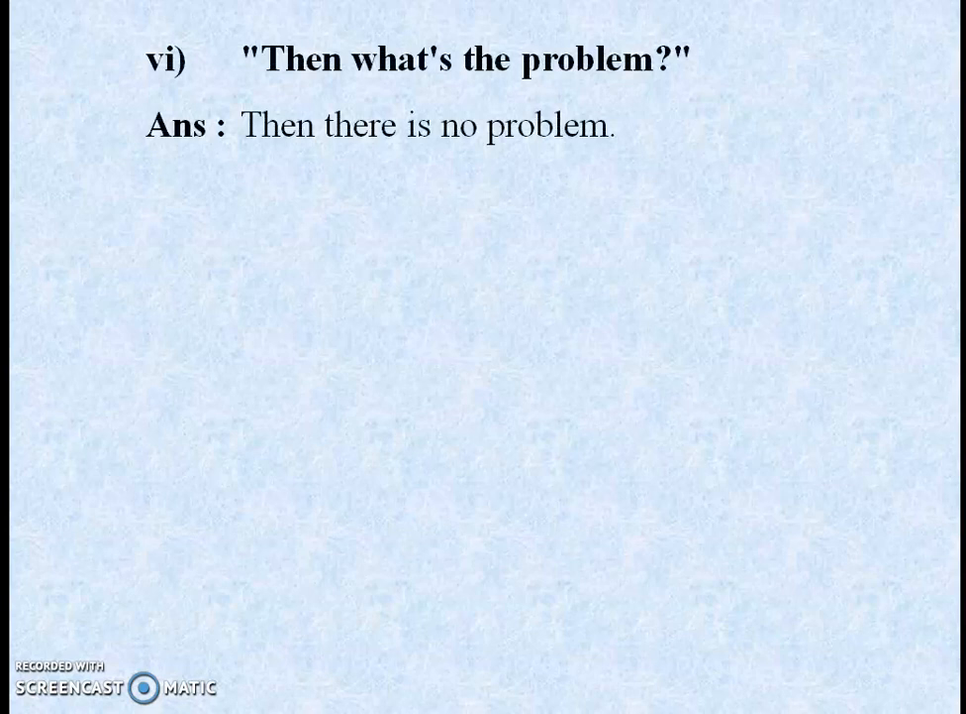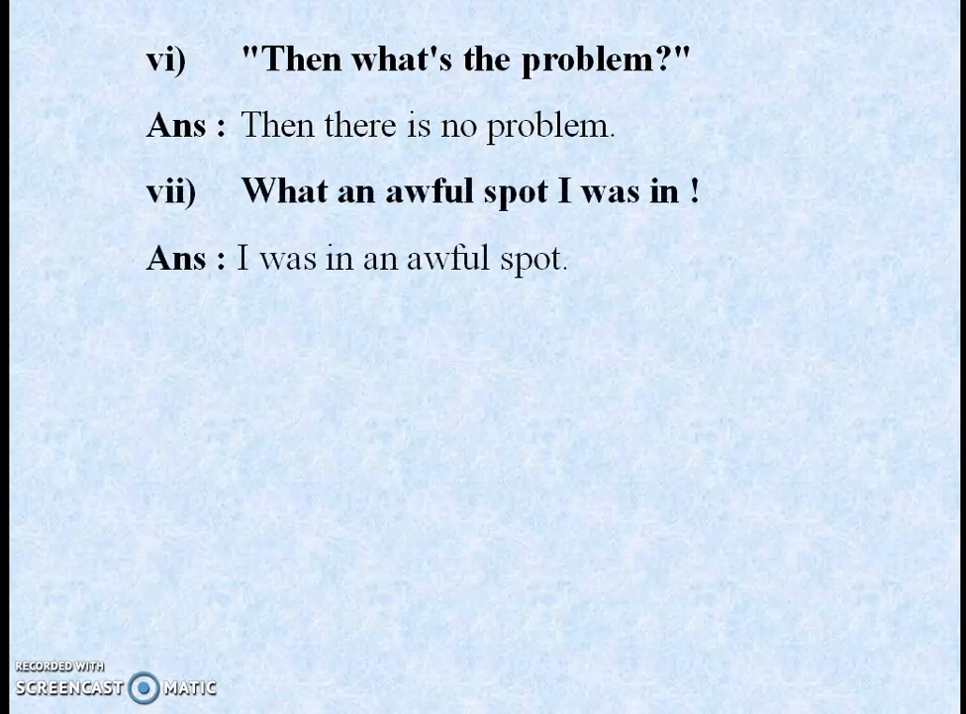Next example. Then, what is the problem? It is interrogative sentence, WH question. Then there is no problem. Then there is no problem, assertive. What an awful spot I was in, exclamatory sentence. I was in an awful spot.